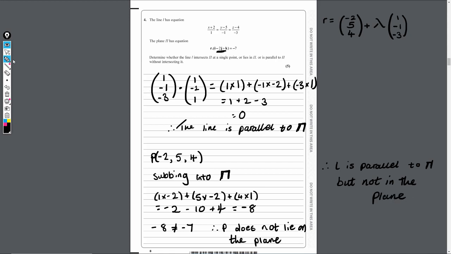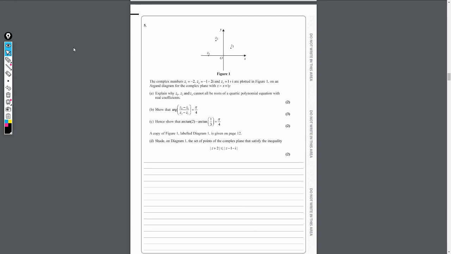So it's quite a brief question. There's a much trickier 3D vectors question much later on in the paper. But there we go. That's question 4 fully complete. Moving on to question 5 now, we have a question here dealing with complex numbers. So a few different parts of this question. So let's jump straight into part A.